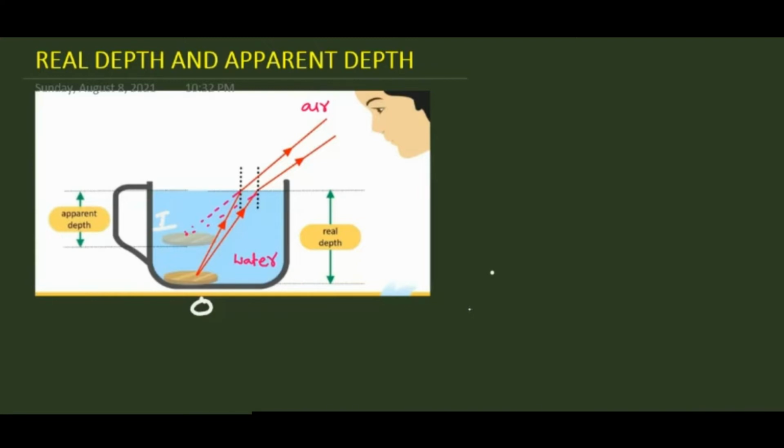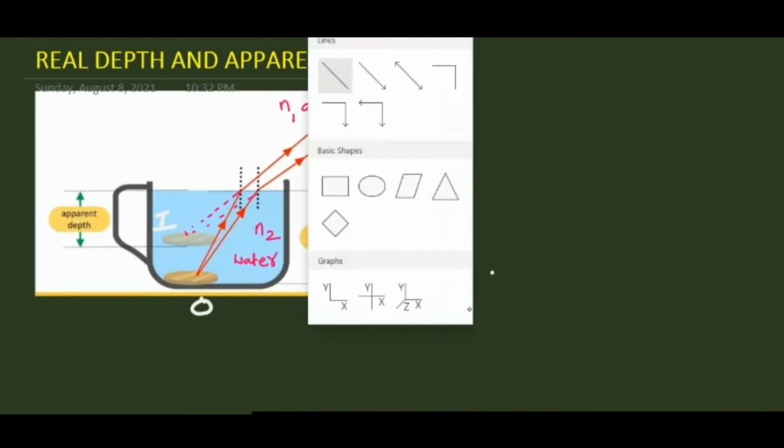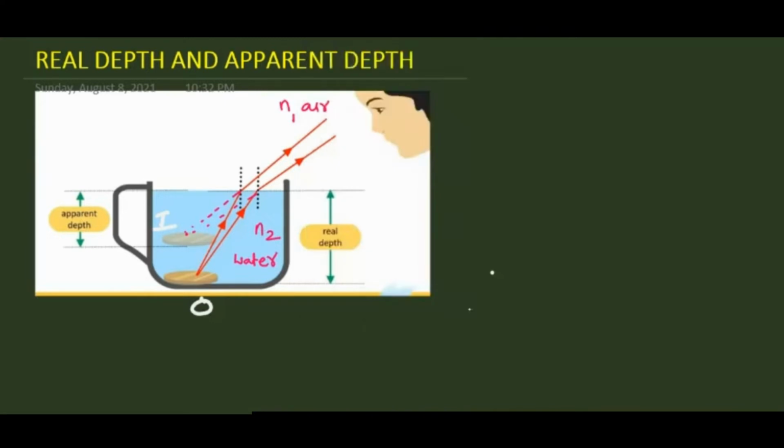Yes, sir. Is there any relation between real depth and apparent depth? Here, let us find that relation. For this purpose, I am writing the refractive index of water denoted by n2, and the refractive index of air denoted by n1. So, my dear children, first consider a ray which is traveling normally. See here, this is traveling normally.